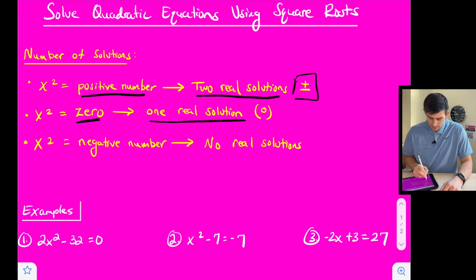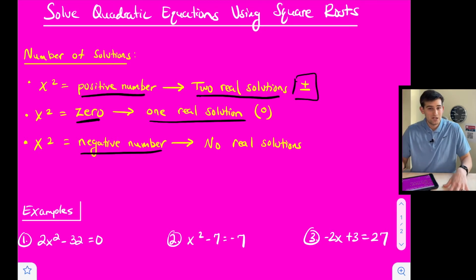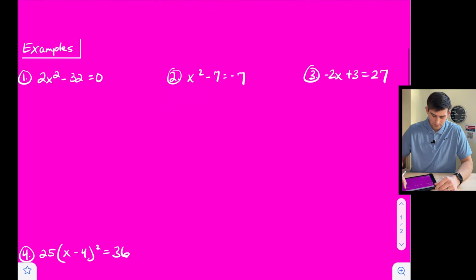Lastly, we could have x squared equals a negative number, okay? So for Algebra 1, we don't deal with imaginary numbers, we deal with real numbers. So we're just going to say there are no real solutions, and we'll talk about imaginary numbers later on when we do videos on Algebra 2. So those are the three types of solutions that we could have. So let's take a look at some examples.